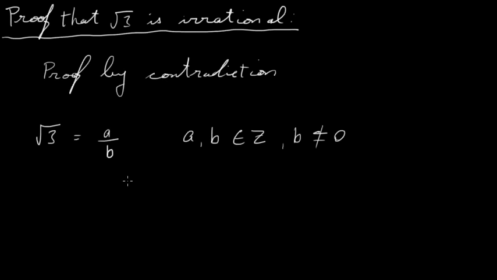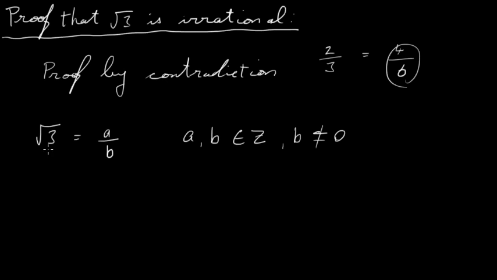Now, what we're going to assume here as well is that the fraction a over b is in its simplest form. In other words, for example, if you take a fraction like 2 over 3, that fraction is in its simplest form. You can say that it's equal to 4 over 6, just double the top and the bottom. This here is not in its simplest form. The simplest form of 4 over 6 would be 2 over 3. You can't simplify it any further.